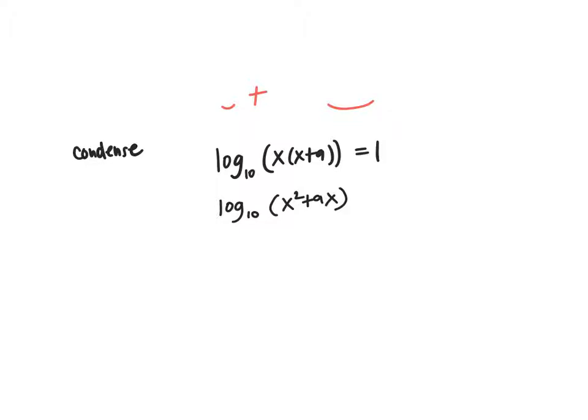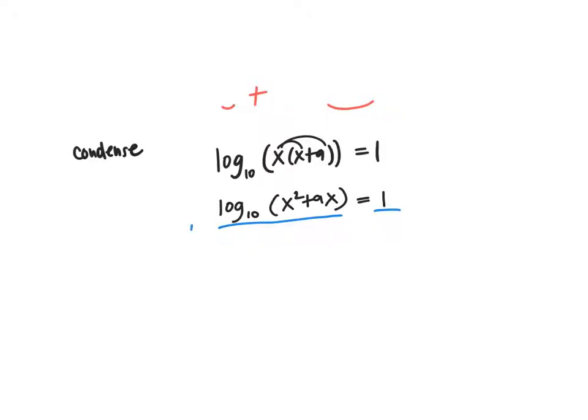So remember when we're adding, right, the arguments are going to be multiplied. So what I really have is common log or log base 10 of x times x plus 9 equals 1. So you could rewrite that as log base 10 of x squared plus 9x if you'd like. You will eventually have to do that anyway. And now I have the same setup as before. I have a single logarithm equal to something else, like a number or another log.